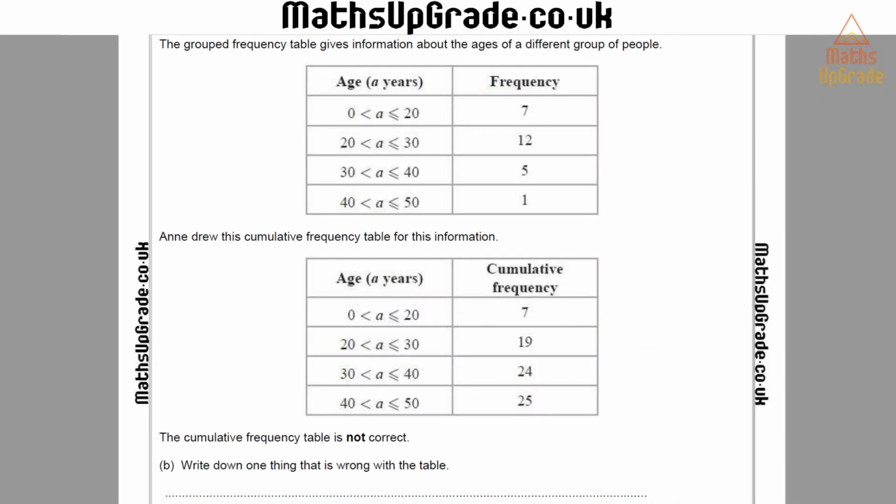In part B, we're given a group frequency table about the ages of a different group of people, and then underneath we're given a cumulative frequency table for that information. We need to explain what's wrong with this cumulative frequency table.